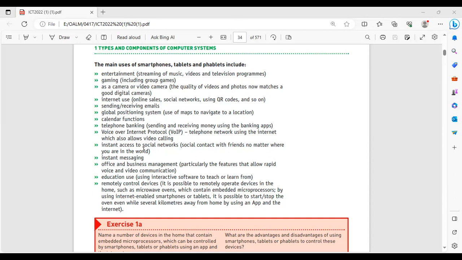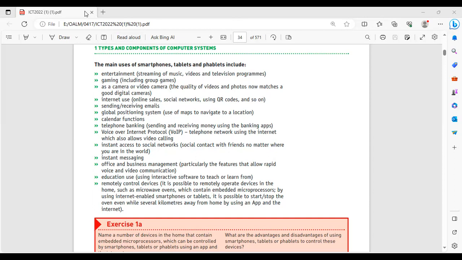Office and business management could be used, particularly features that allow rapid voice and video communication, like WhatsApp. It also could be used for educational use. We could use interactive software to teach or learn from. Very well. The last one is the remotely controlled devices.